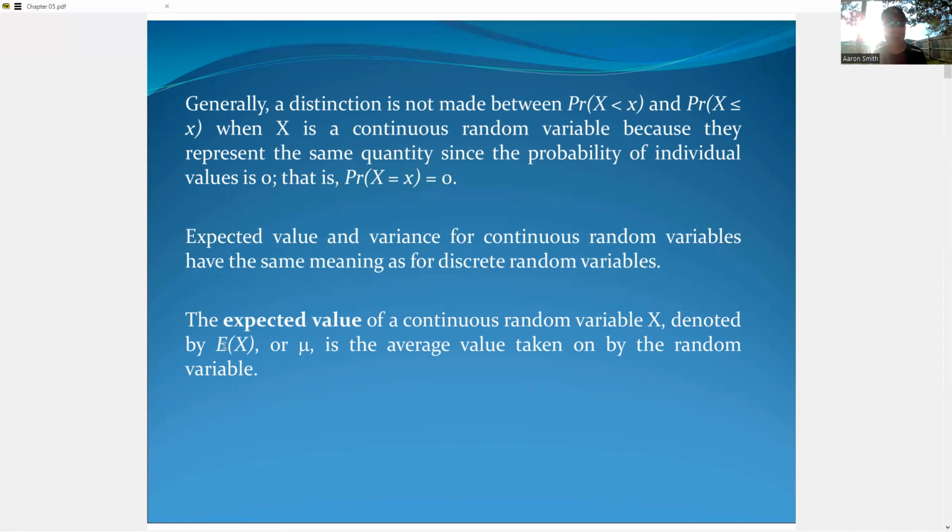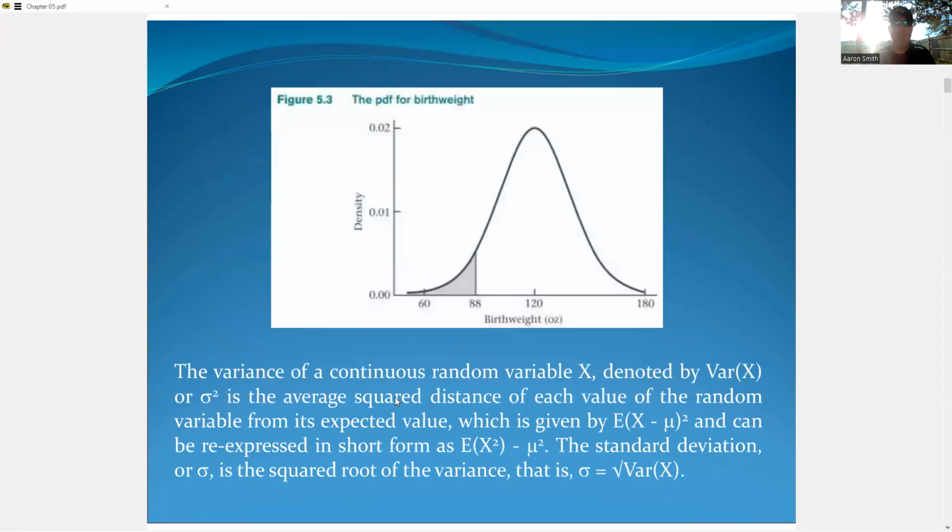We're going to denote the expected value as E of x or mu. And this is the population average of the continuous random variable. The variance of a continuous random variable, denoted by var of x, is sigma squared. It is the average squared distance of each value of the random variable from its expected value. We're going to write this as: I take the random variable minus the expected value, I square the difference, and then I take the expected value.